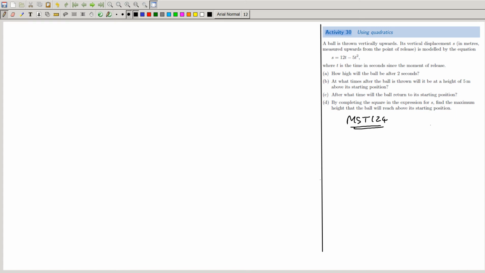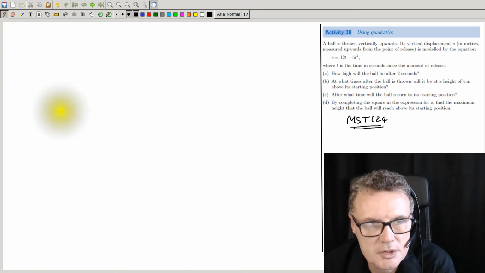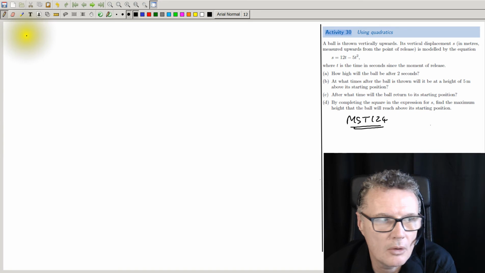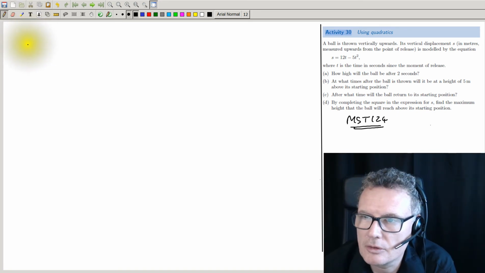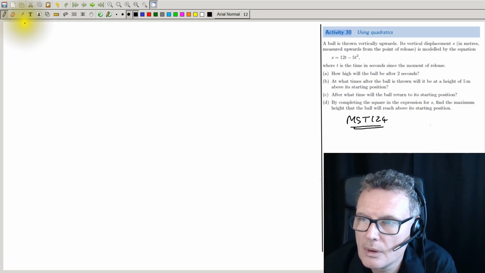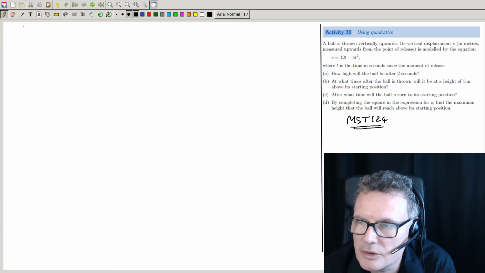Okay, I'm going to look at this activity 30 and post it on YouTube. So let's start off with: how high will the ball be after 2 seconds?